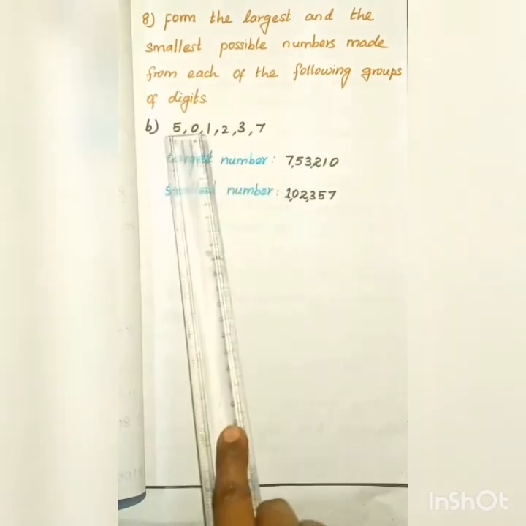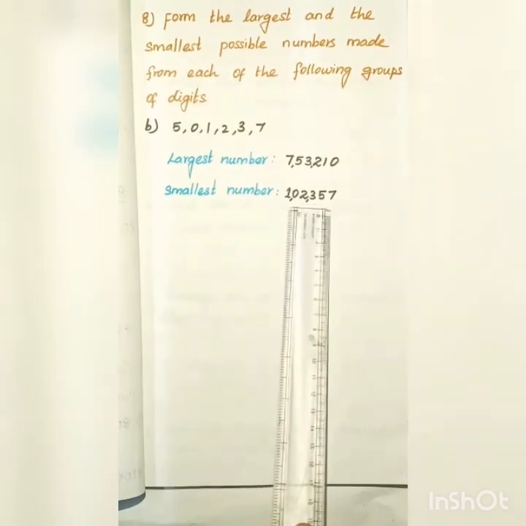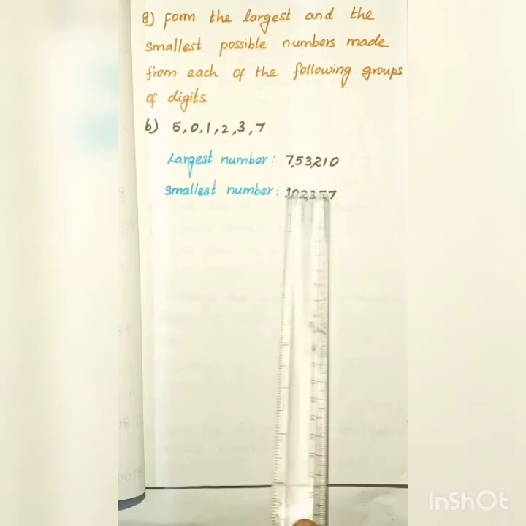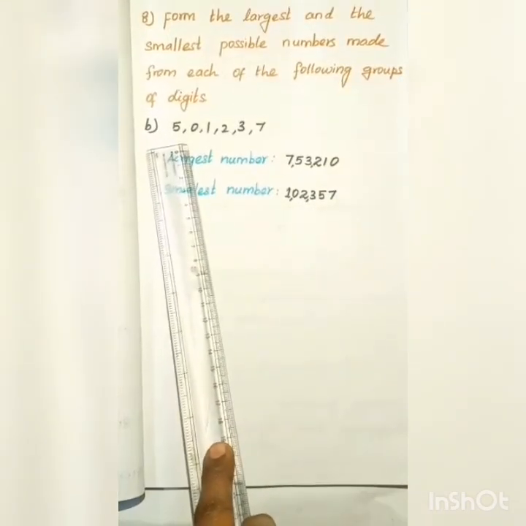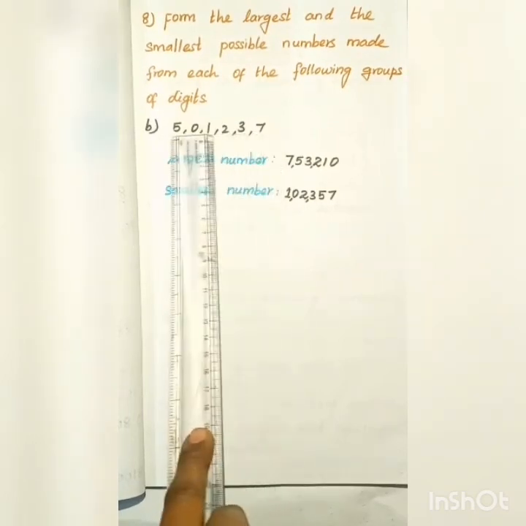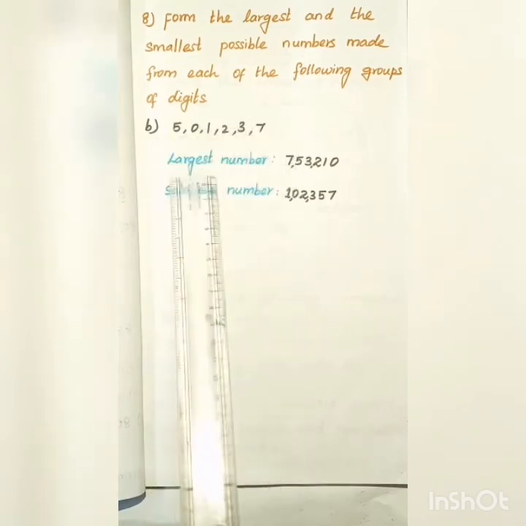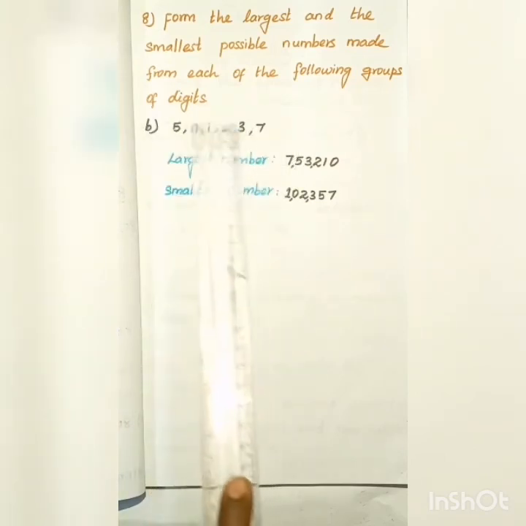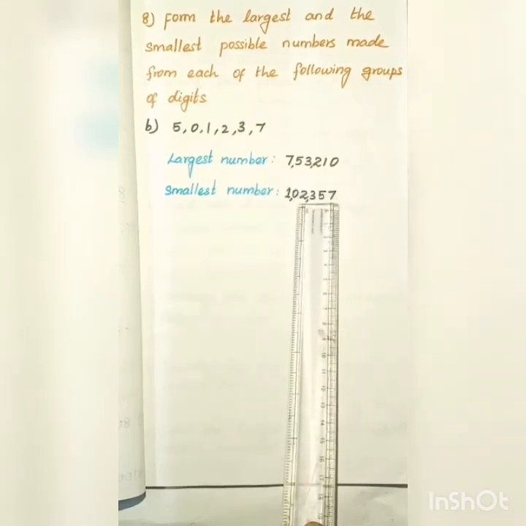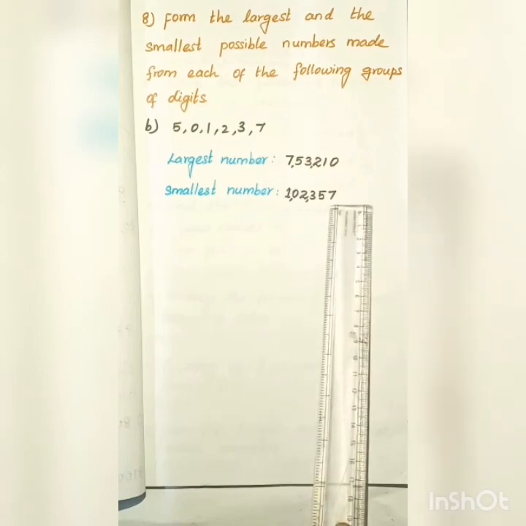When you have 0 in the given digits, you should follow this method. Don't put 0 before the 1. If you put 0 before the 1, it is only a 5-digit number. But here you have 6 digits: 1, 2, 3, 4, 5, 6. So you must find the smallest and largest numbers in 6 digits alone. If you put 0 before the 1, you only get a 5-digit number. That is wrong. So you put it as shown.